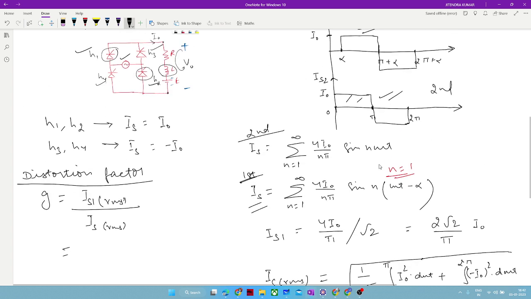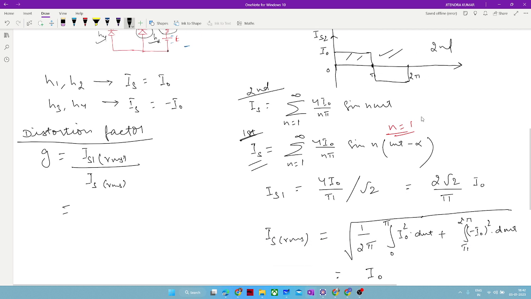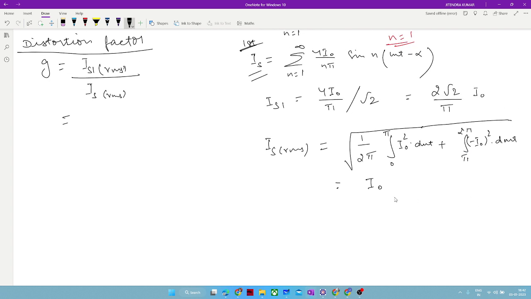And you could also write it just by seeing it. If you square this waveform, it will have I naught square throughout the time period. So if you have I naught square and you are doing the root mean, you just need to take the square root of that, and you will get I naught. So just by seeing the waveform also, you can write IS RMS is I naught.